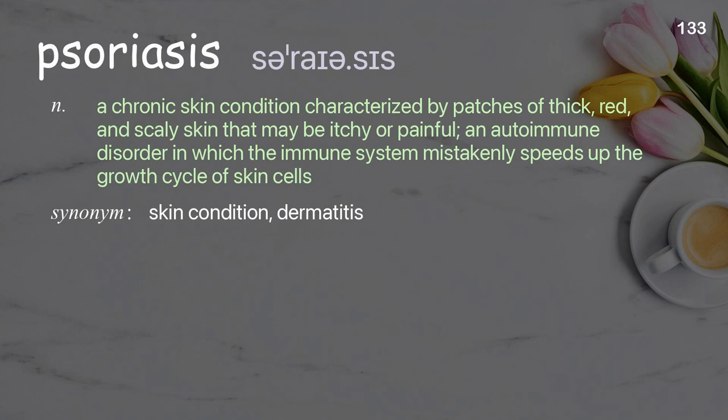Psoriasis. A chronic skin condition characterized by patches of thick, red, and scaly skin that may be itchy or painful, an autoimmune disorder in which the immune system mistakenly speeds up the growth cycle of skin cells.